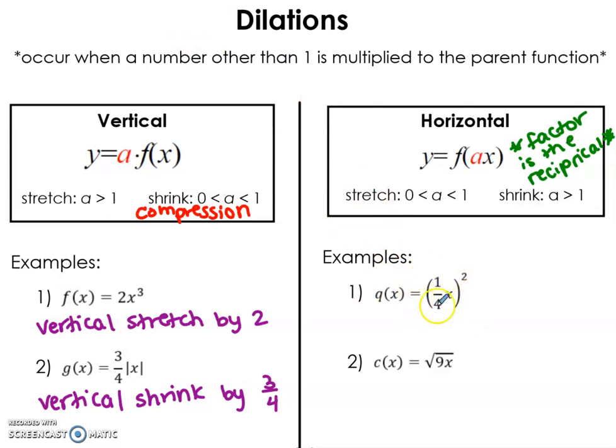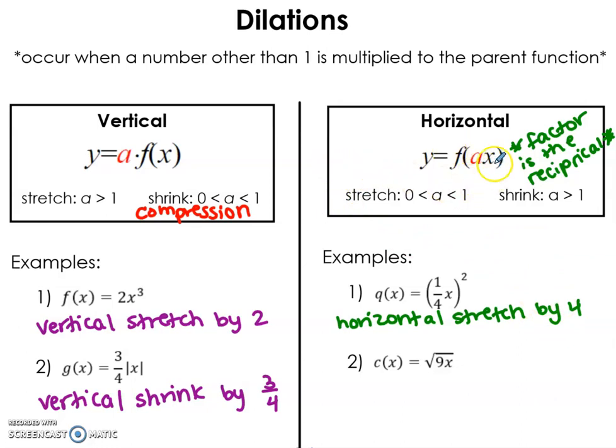So here we have 1/4 x, and then the whole thing is being squared. So the 1/4 is being multiplied to the x inside the function. So since we see this inside, we know that this is going to be horizontal. And because 1/4 is between 0 and 1, it is going to be a stretch. And instead of being a stretch by 1/4, the reciprocal of 1/4 would be 4. So it's a horizontal stretch by 4.